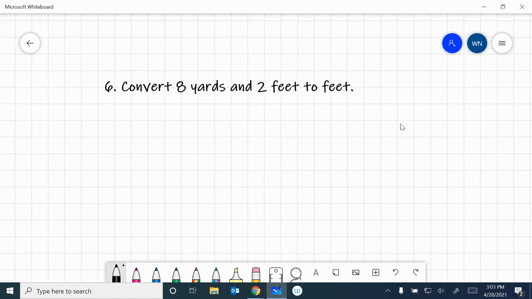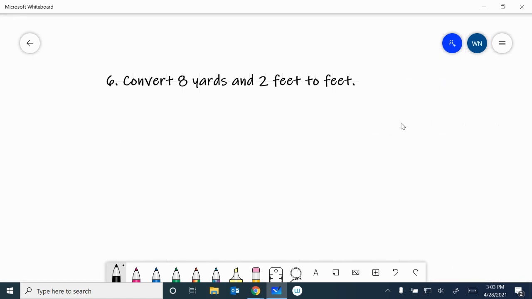Let's look at number 6. Go ahead and try it. 8 yards and 2 feet to feet. So let's go ahead and take these 8 yards. We're going to multiply it by 3 because there's 3 feet in each yard, and I'm going to get 24. Add my 2 feet in, that gets me 26. So 8 yards and 2 feet equals 26 feet.